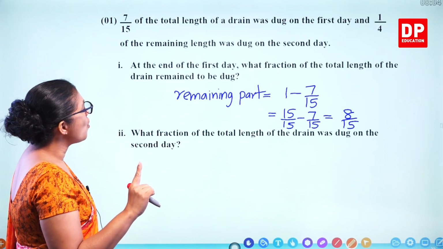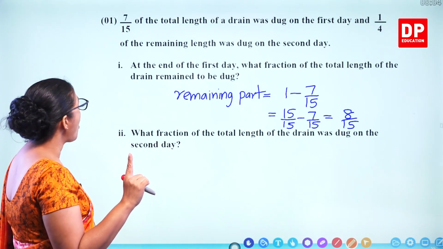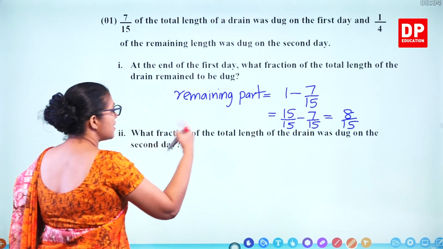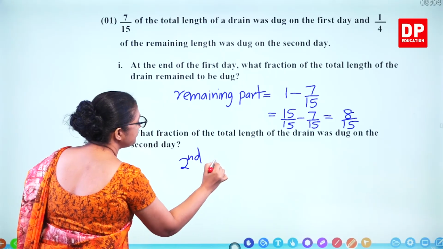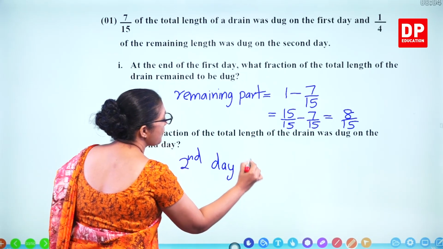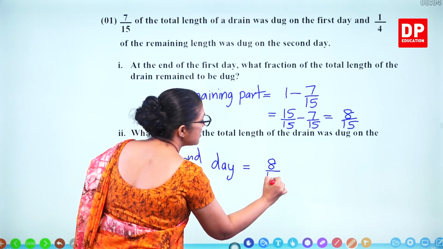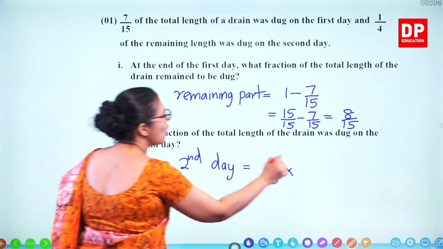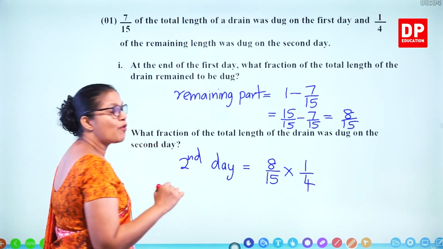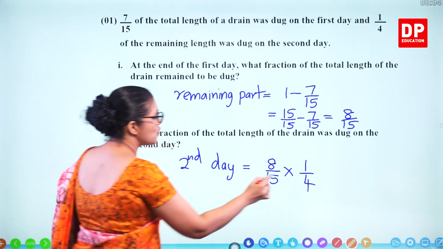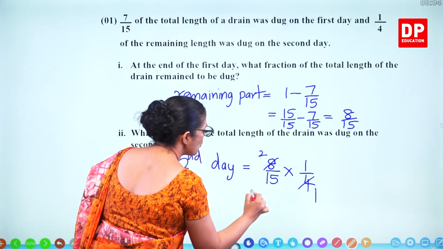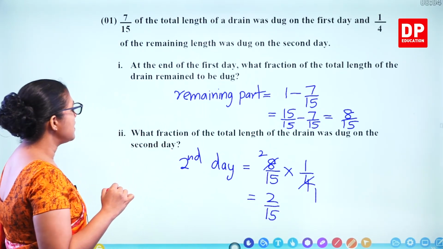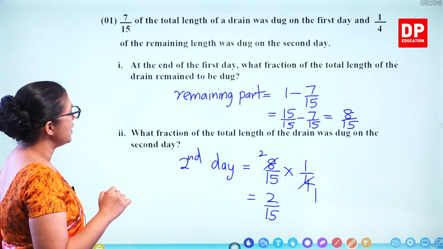What fraction of the total length of the drain was dug on the second day? So this is the remaining part on the second day, and it's only 1/4 of that. 1/4 of the remaining part. So 4 times 1, 4 times 2, that's 2 over 15. So second day, 2 over 15.